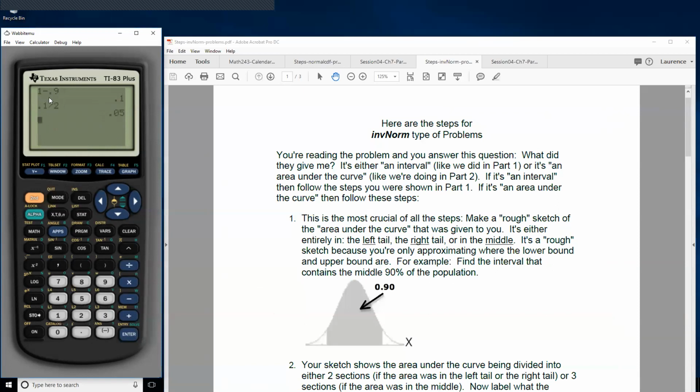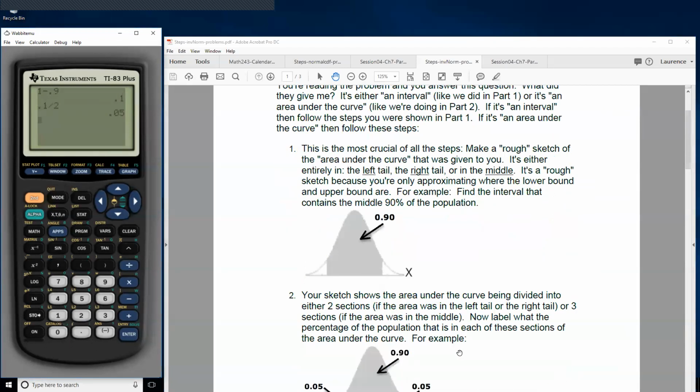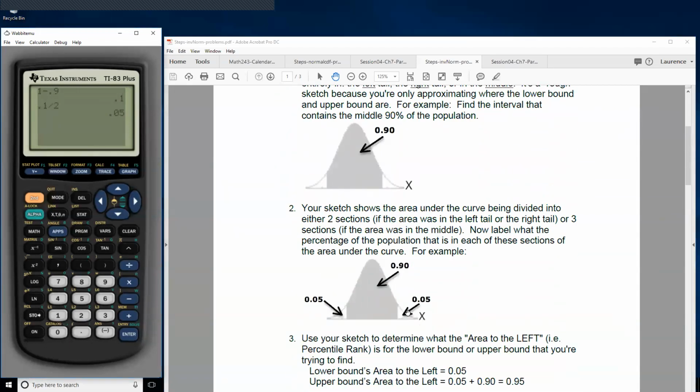So doing it this way makes sure you get the decimal point in the correct place. So this area here to the left is 5%. This to the right is too. So you actually put those into your sketch. It's very important because you need to know the area that's in each of these regions. So that's the first really important step. And plus you notice, hey, look, I'm working with the areas under the curve. Boy, this is just the opposite of what I was doing in part 1.